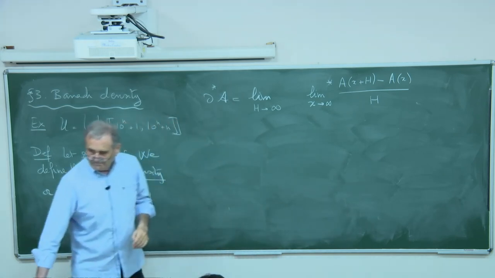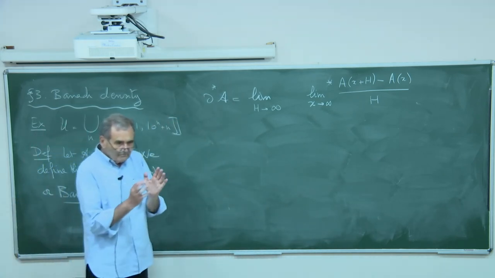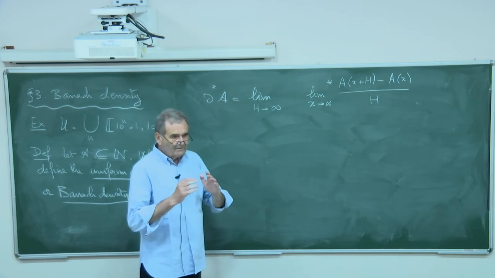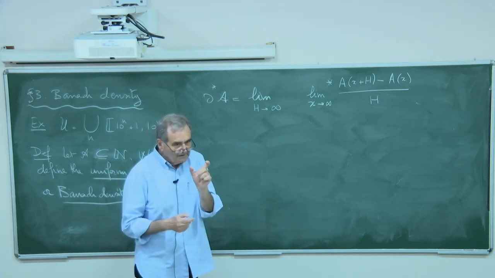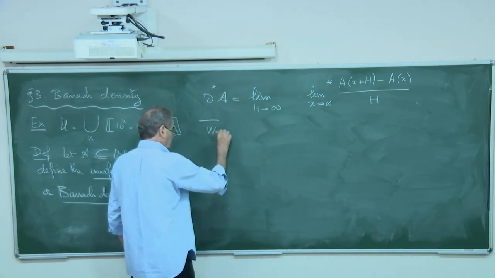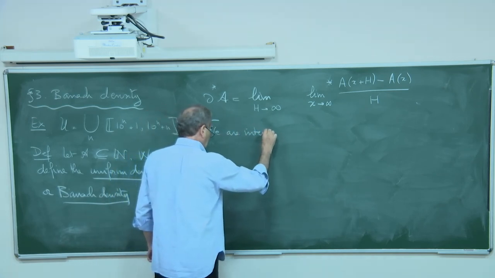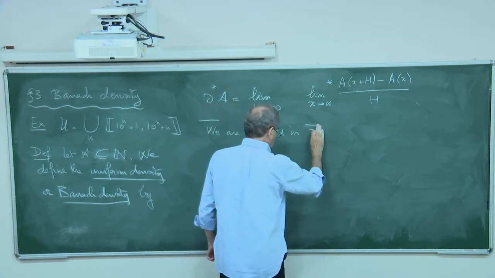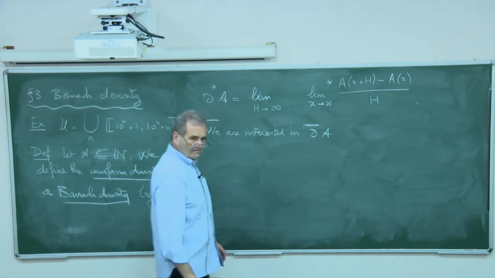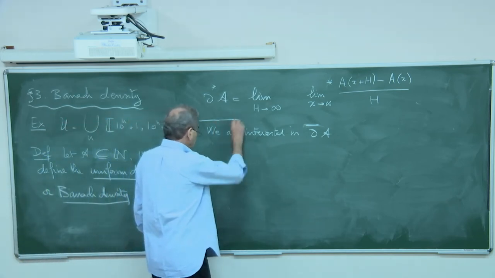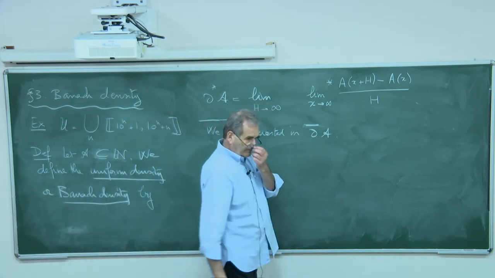So of course, if you are looking at the lim inf, it means that you want to see whether there are no small gaps. And if you are looking at the upper density, it means that you want to see whether there are some clusters. So here we are interested in the sup of A, which we call just Banach density. For us, the Banach density is the upper Banach density. Clear? So this is what we're interested in.